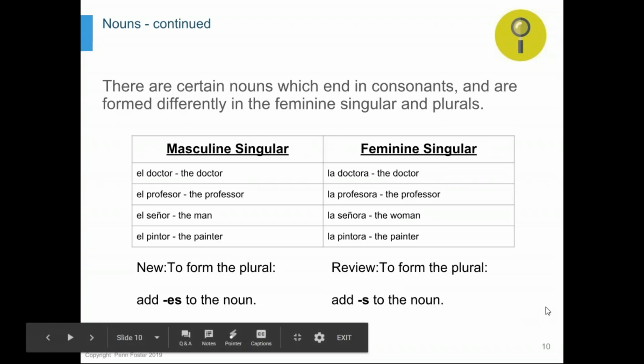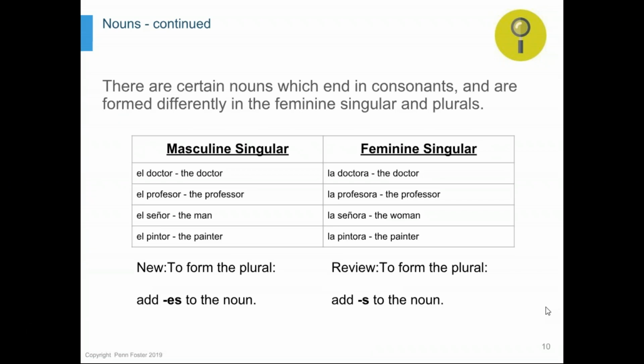Okay, some other nouns here are those that end in consonants, a non-vowel. And as you can see, the ones we've chosen here on the masculine side, they end in the consonant R, such as doctor and profesor, etc. They do have feminine counterparts. Those, however, do not end in consonants, as you can tell on the right side of this chart. Those will end in the pretty common ending, the letter A.